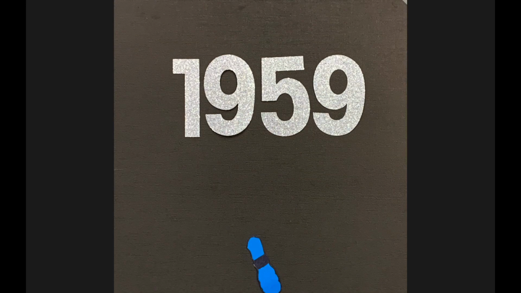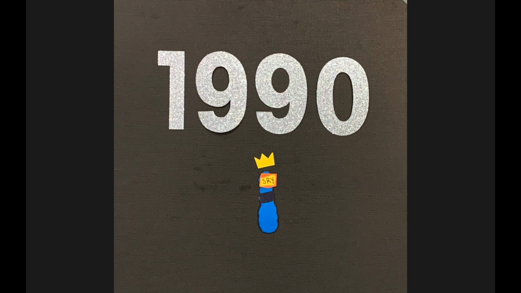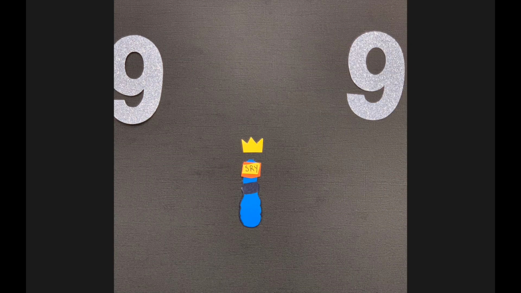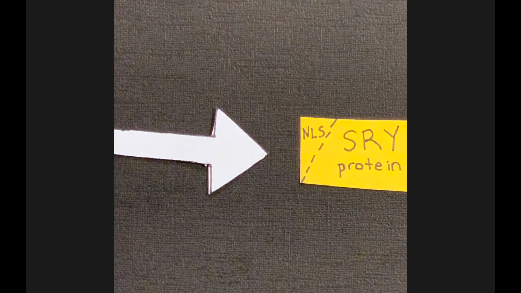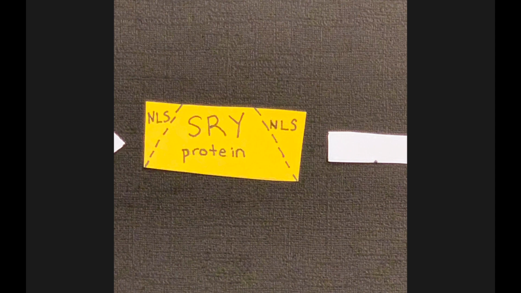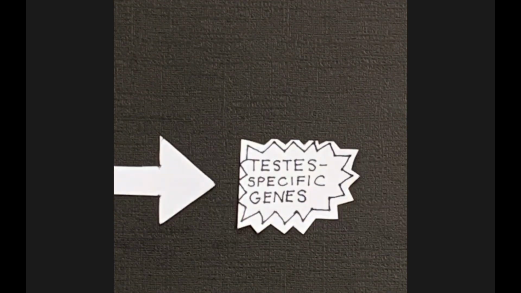In 1959, the region of the Y chromosome responsible for the process of sex differentiation was discovered, and in 1990, the SRY gene, the male master gene, was identified as a specific gene in this region responsible for this process. In genotypic males, the expression of the SRY gene results in the synthesis of sex-determining region Y protein. This protein acts as a transcription factor and upregulates the transcription of testes-specific genes, but before it can do so, it must enter the nucleus.